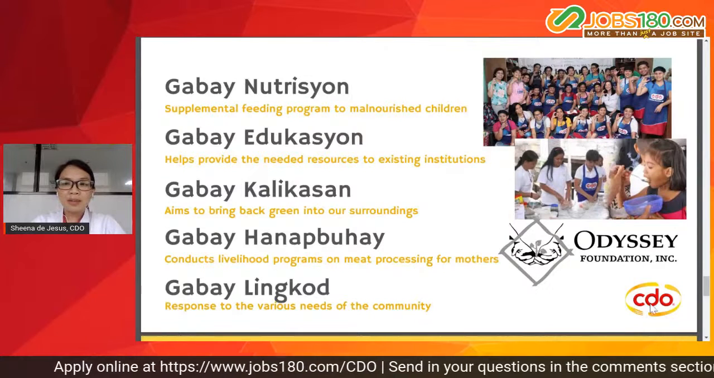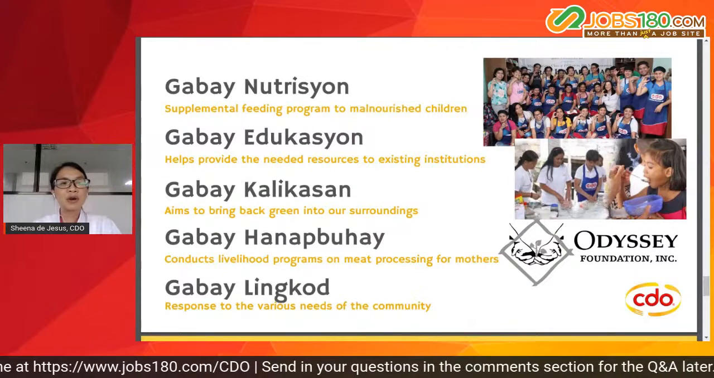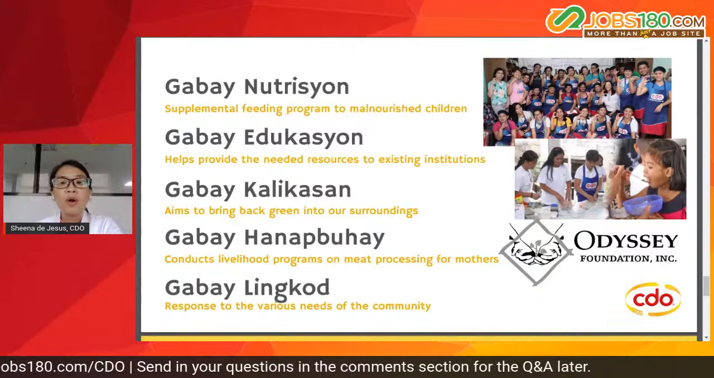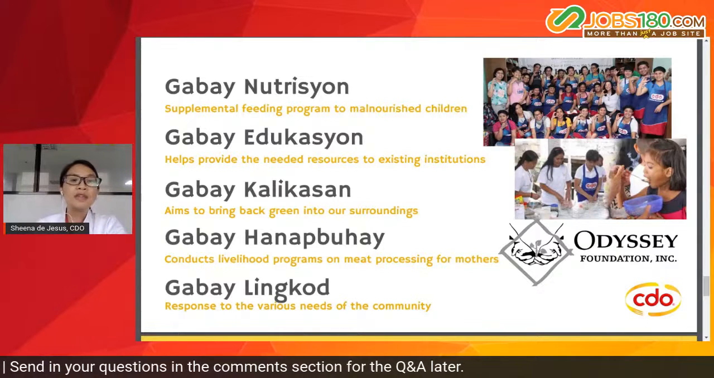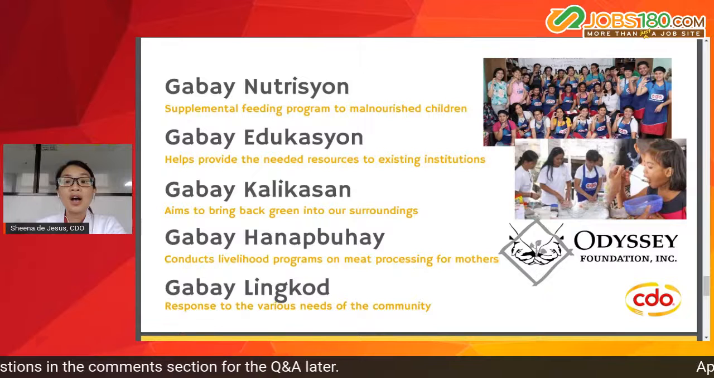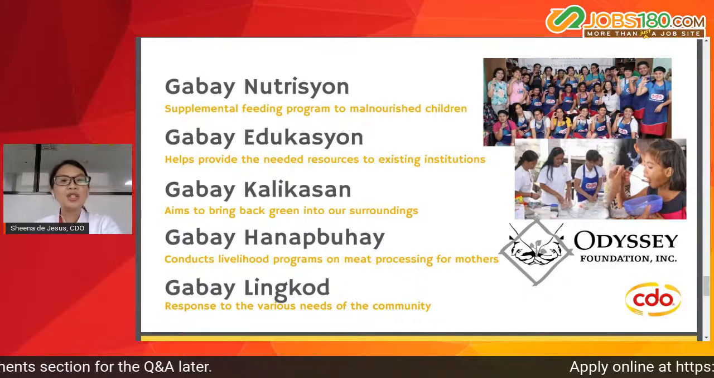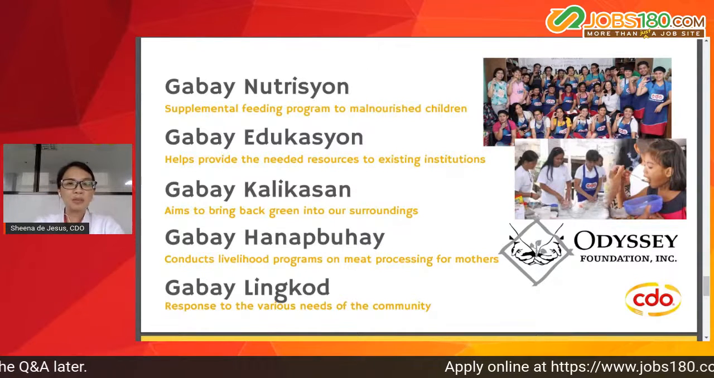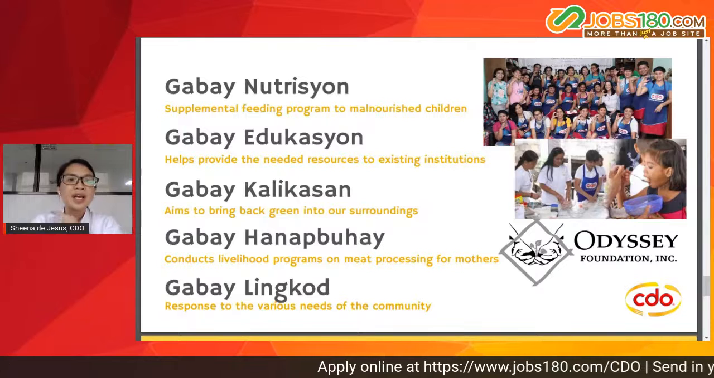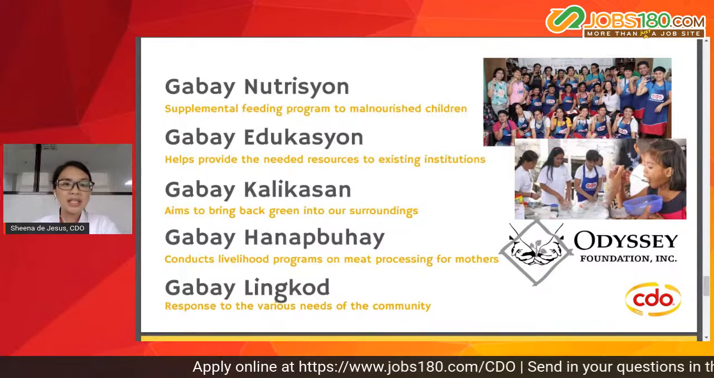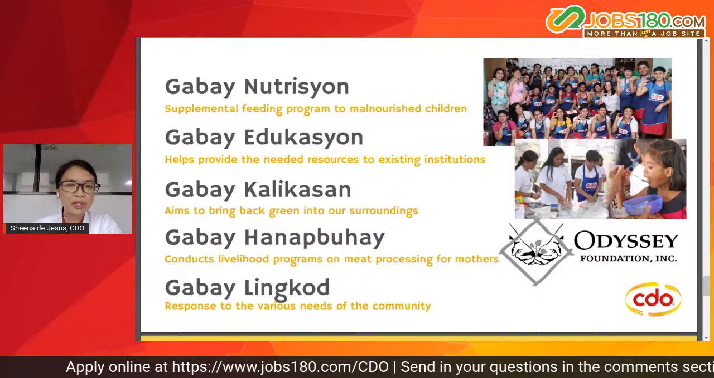Aside from the main business of CDO, we also have a nonprofit organization which we call Odyssey Foundation. So our foundation has 5 pillars. Gabay Nutrition, it's the supplemental feeding program to malnourished children. Gabay Edukasyon helps provide the needed resources to existing institutions.